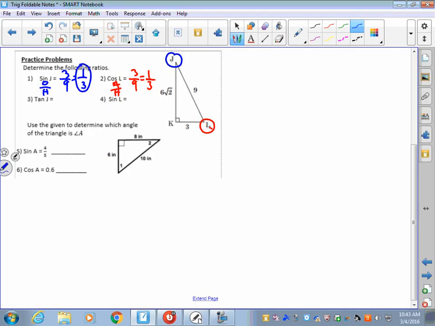All right, now, tangent of J. Tangent would be opposite over adjacent. 3 over 6 root 2. Now, can I leave it like that? No, because we can't have a radical at the bottom. So we need to rationalize. So we have to simplify it, rationalize that.